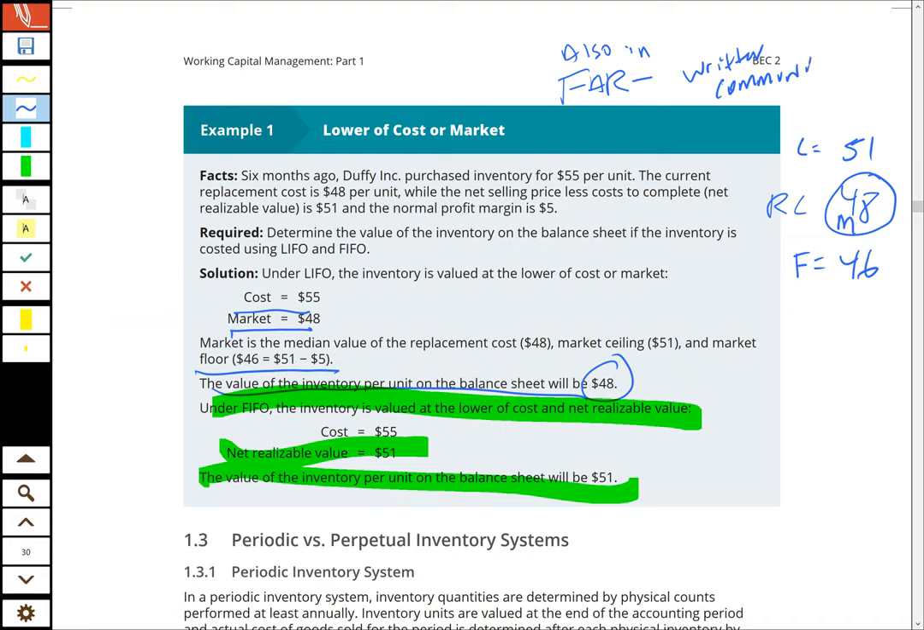And you may even see something like that in your homework for this chapter, where they'll have you trying out a written communication simulation, talking about this kind of stuff, lower of cost or market, lower of cost or net realizable value. They like to do that because they say they could ask about any part of the exam on the BEC written communication section. This is really more of a FAR issue, but they like to ask about it in written communication, okay?